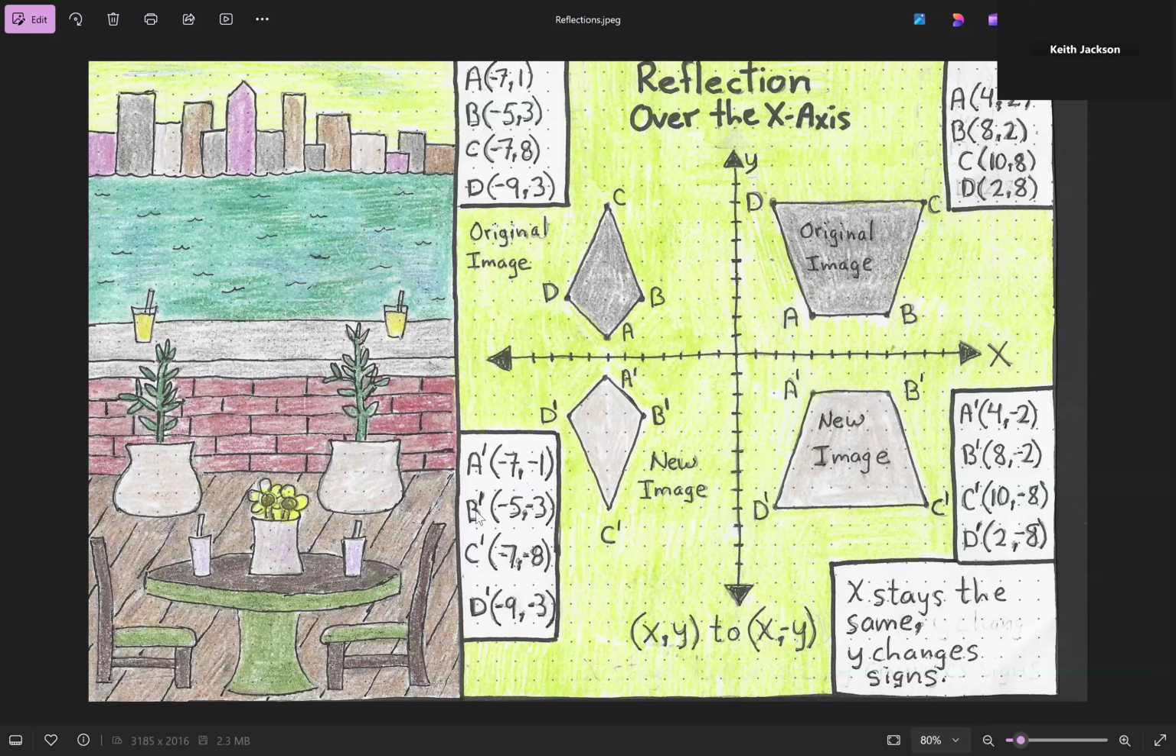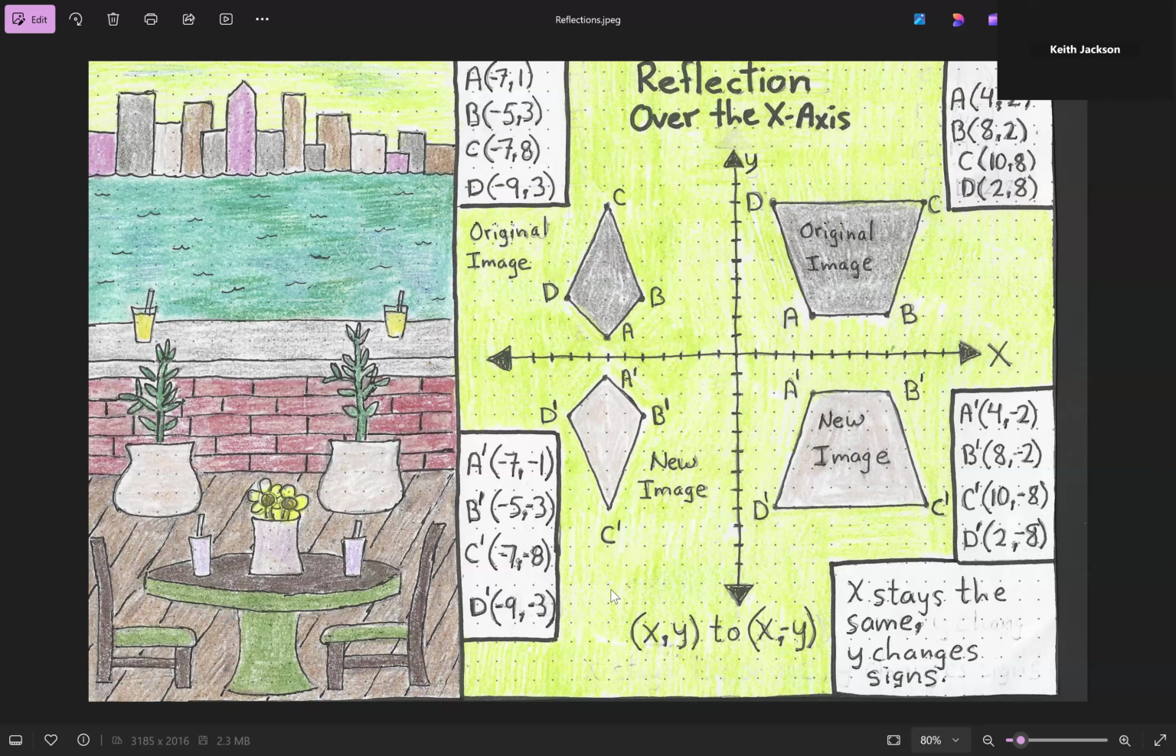So that was A prime. Now let's take a look at B prime. We still have -5, but 3 changes to -3. And when we look at C prime, we still have a -7, but the y changes to -8, because it was 8 on the original figure. Now it's -8 right here. And D prime, we still have -9, but 3 changes to -3.